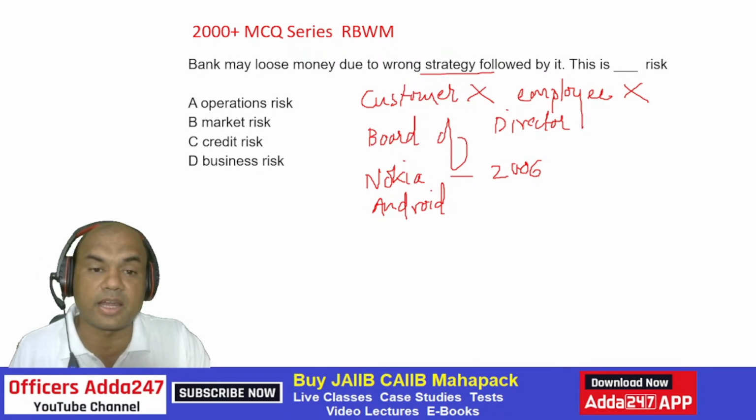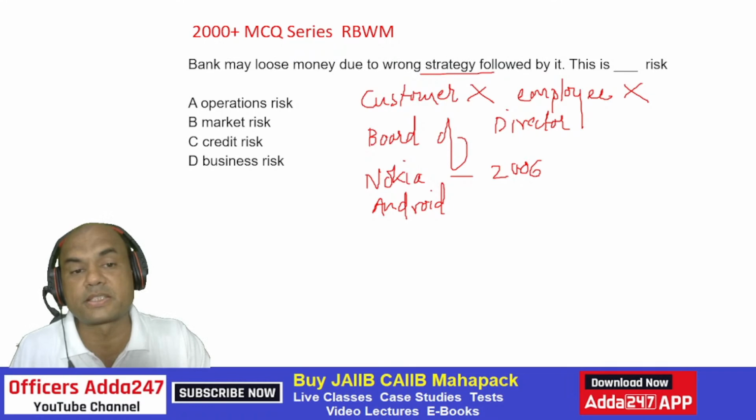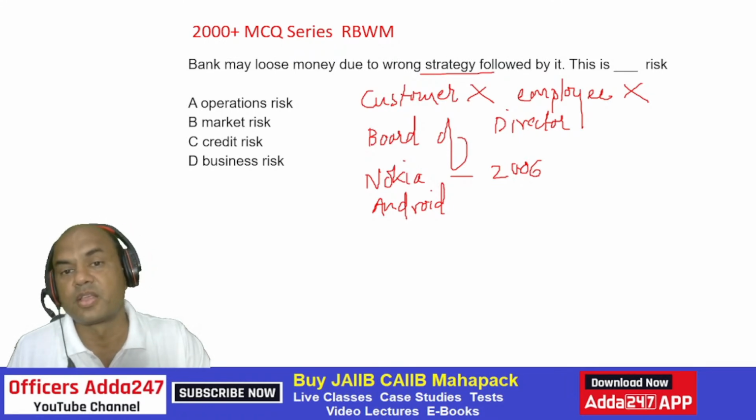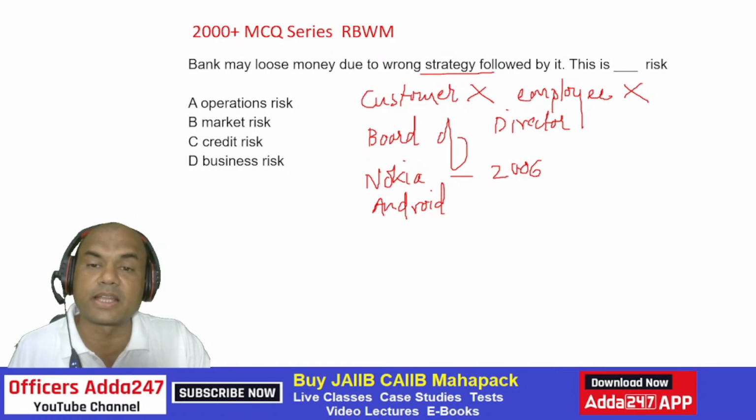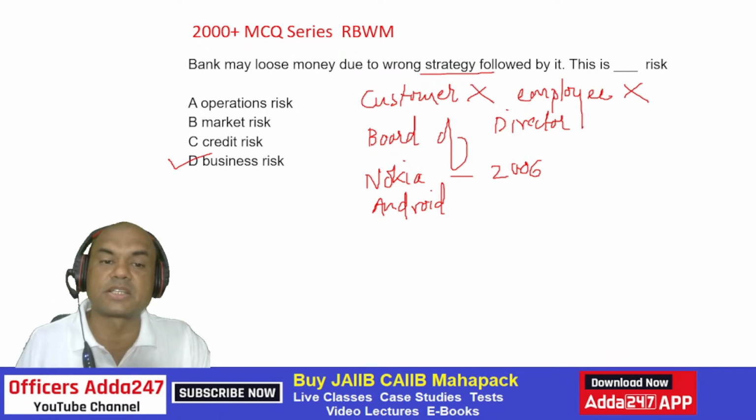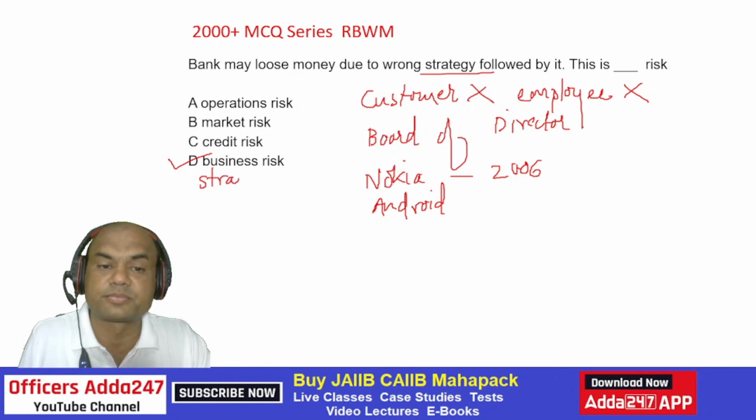So what is the correct answer over here? Operations, market, credit, or business risk. Remember, the other name for strategic risk is business risk. Always remember this. The other name for strategic risk is business risk, so business risk can also be named as strategic risk.